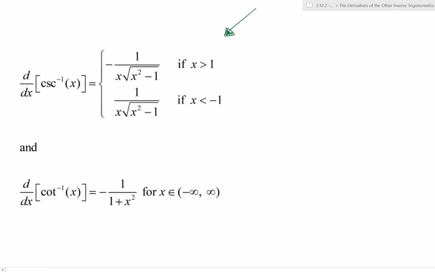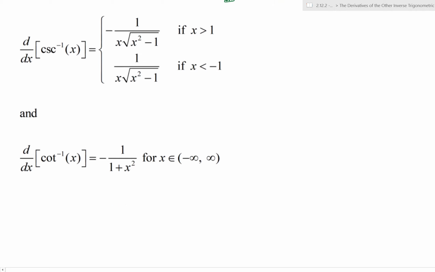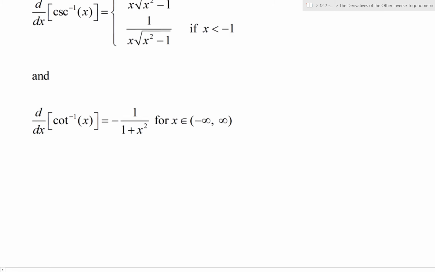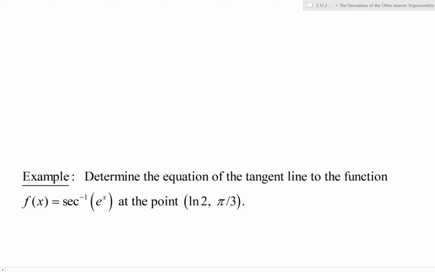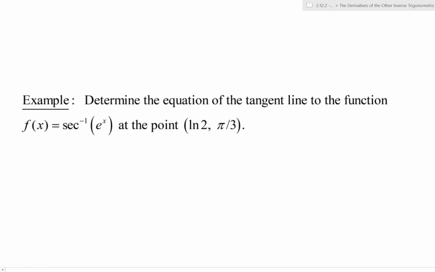Of course, this was a little more involved than the previous video, but let's go ahead and wrap up this video by looking at an example. Let's determine the equation of the tangent line to the function f of x, which is equal to secant inverse of e to the x, at the point (natural log of 2, pi over 3).